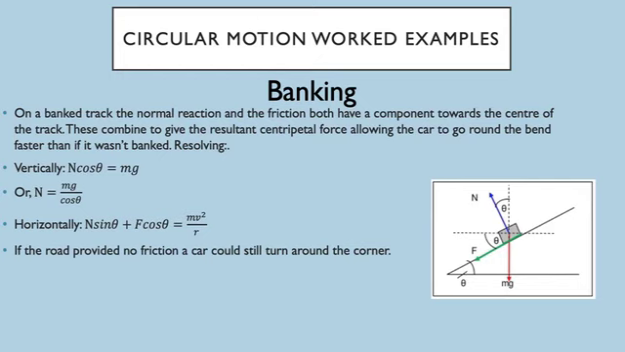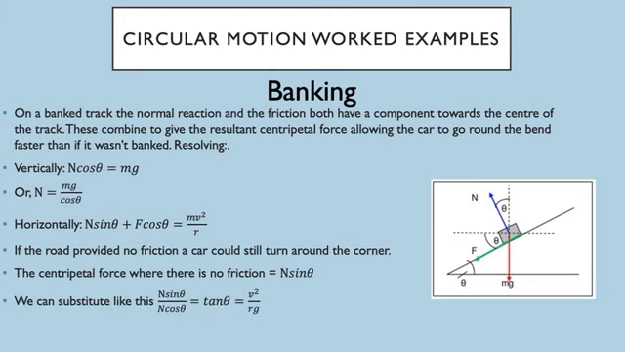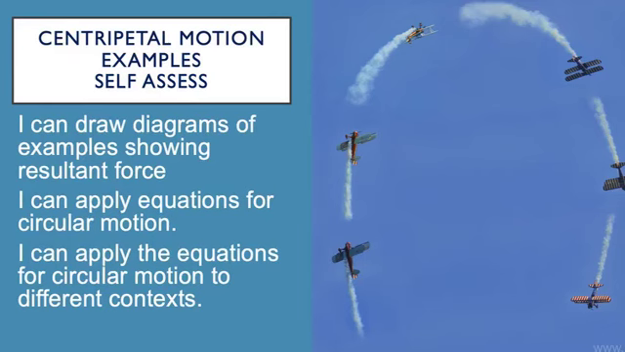So if the road provided no friction, a car could still turn around a corner. The centripetal force where there is no friction is going to be N sin theta, seeing as this F is caused by friction. So we can substitute like this: N sin theta divided by N cos theta equals tan theta, and that equals v squared over rg, just by substituting those values in.